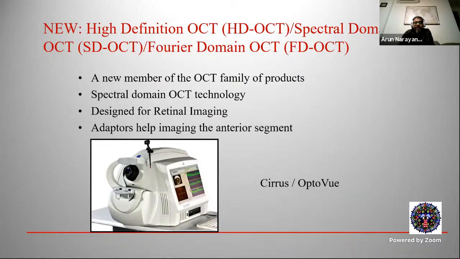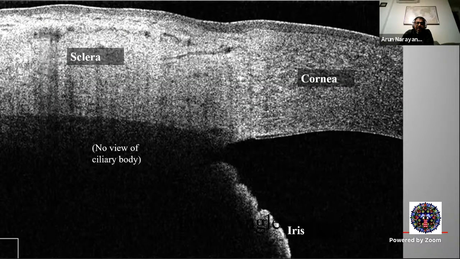So the problem of not being able to recognize the scleral spur as accurately, in nearly 30% of the eyes, made people look at higher definition scans. So they moved on to the high definition of the spectral domain OCT to see if it could do better in terms of identifying the structures of the angle. Again, some of the common technologies are the Cirrus and the OptoView that is based on the spectral domain platform. Typically, they're designed for retinal imaging, but with adapters, they're used for anterior segment imaging. And this is the kind of resolution you can get with this technology.